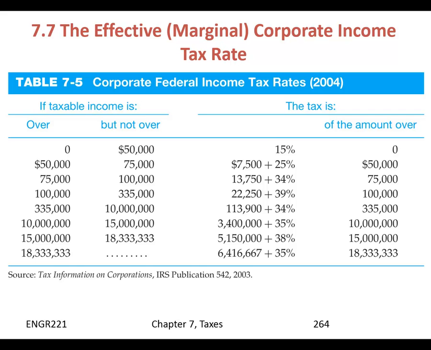And so the $7,500 is 15% of $50,000. So let's say, for example, that you made $65,000 as a business. Then your tax would be $7,500 plus 25% of $15,000, because $15,000 is the amount between $65,000, which is the amount you've earned, and $50,000, which is the cutoff starting at the next tax bracket.